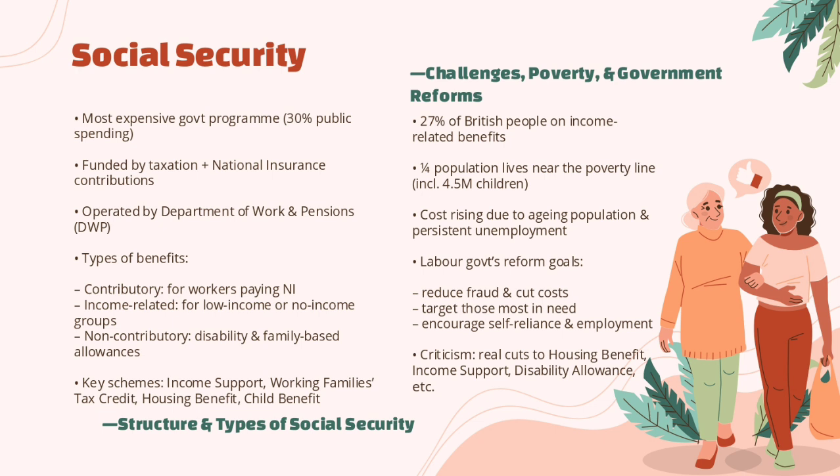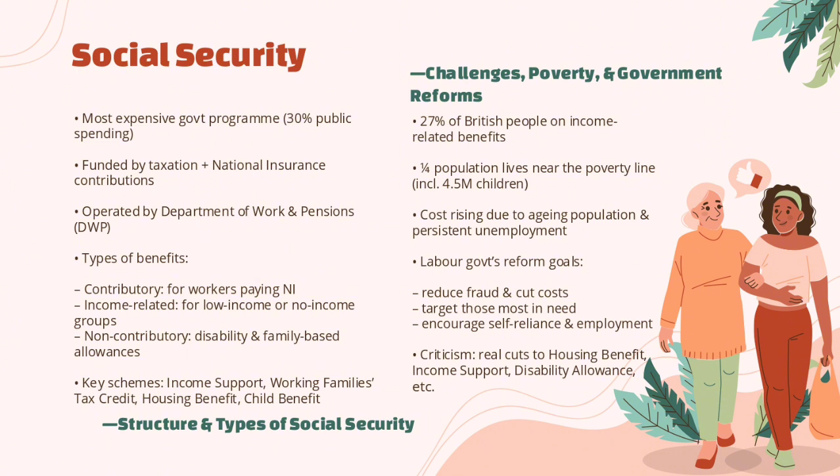Although this system helped many people, the number of recipients is huge. Like 27% of the population live on income-related benefit, and 1 in 4 people live close to the poverty line, including 4.5 million children. The costs borne by the state continue to rise due to the aging population and unresolved unemployment issue.